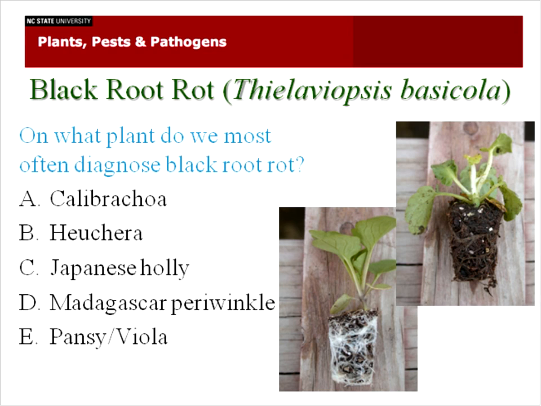All right, another question. We clear the board here. What do you think is the host on which we most often see the Labiopsis being the cause of black root rot? You use your same letters there to vote. And while you're voting, notice the difference in the root systems here. The healthy root system on the left and the diseased root system on the right. I'm going to give you another second here to place your choices.